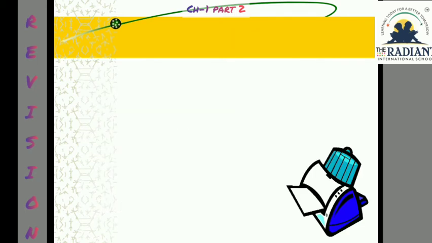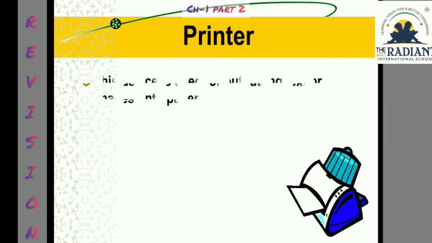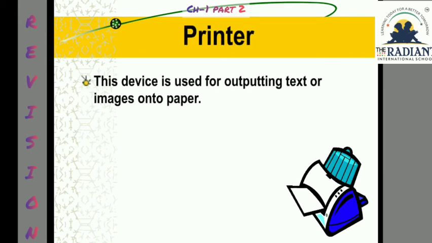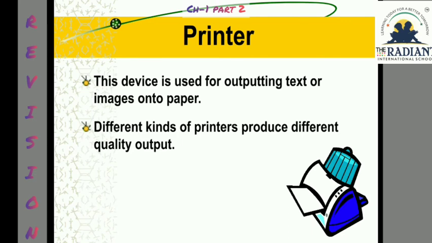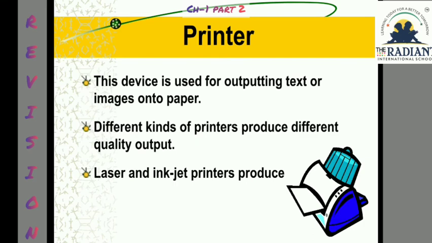Look at this picture. This is a printer. This device is used for outputting text or images onto paper. What is the work of a printer? Whatever output we have on a screen, we can take a printout on paper. Different kinds of printers produce different quality output, depending on which type of printer we have. Laser and inkjet printers produce the highest quality documents.